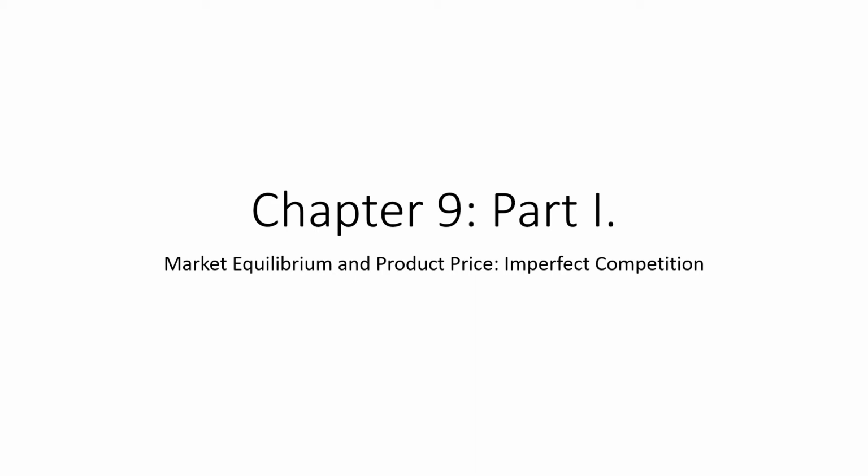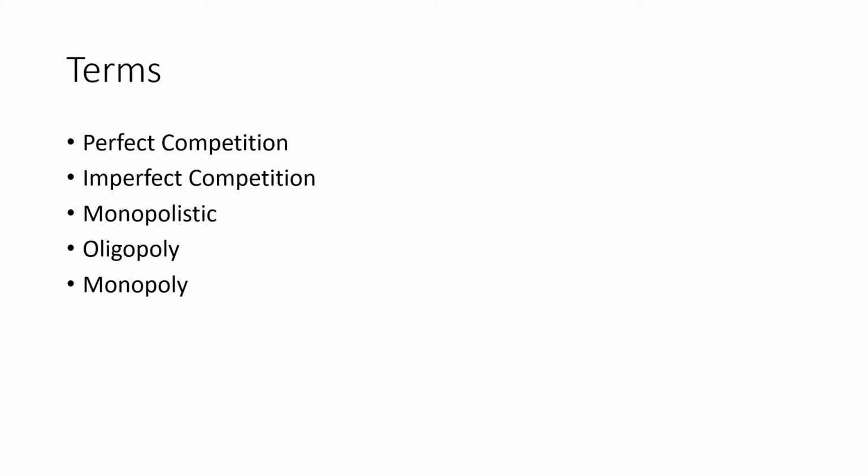This lecture video is for part 1 of chapter 9. So we're going to go over a few concepts, and you can follow along with your note sheet as well as we go here. So chapter 9 basically talks about market equilibrium and product price in imperfect competition.